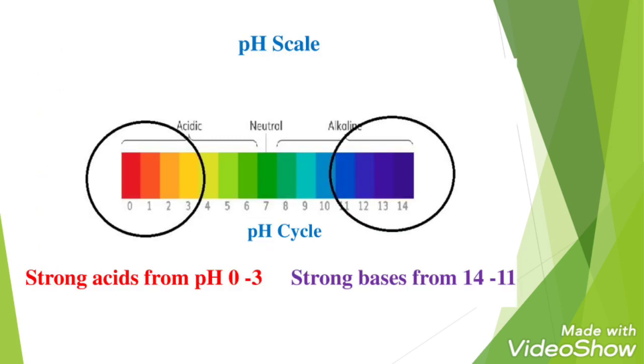Now move to learn about the topic pH scale. I am writing a pH cycle diagram picture name. Why? Because some students get confused in writing strong acids and strong bases. So I draw a picture like a pH cycle.